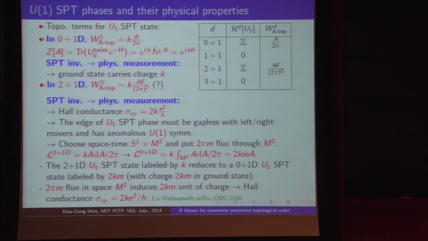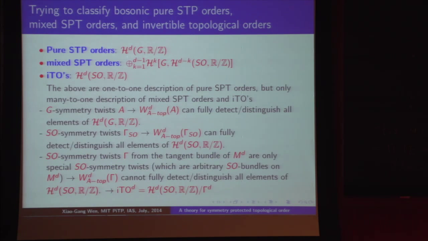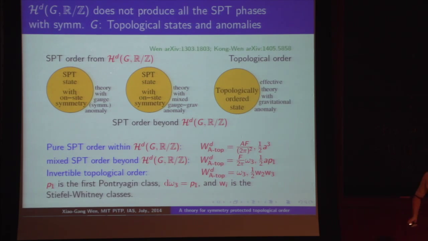So this is probably half of what I prepared. And so maybe let me just go through the last point. The topological nonlinear sigma model has a limitation: it does not produce all the SPT states. The reason is that this topological nonlinear sigma model only produces SPT states whose boundary has a pure gauge anomaly. And the topological order we discussed in the first lecture would produce edge states which have a gravitational anomaly. What is missing is a mixed gauge gravity anomaly. So there are some systems whose boundary has a mixed gauge gravity anomaly.